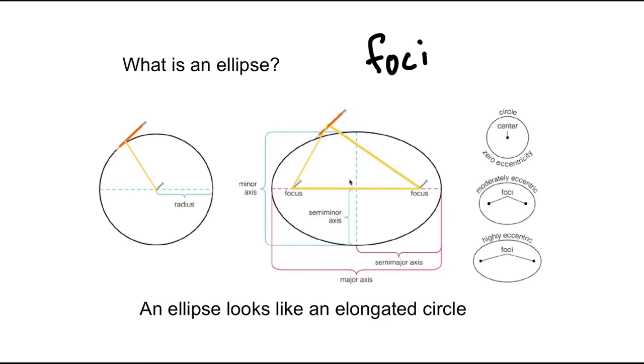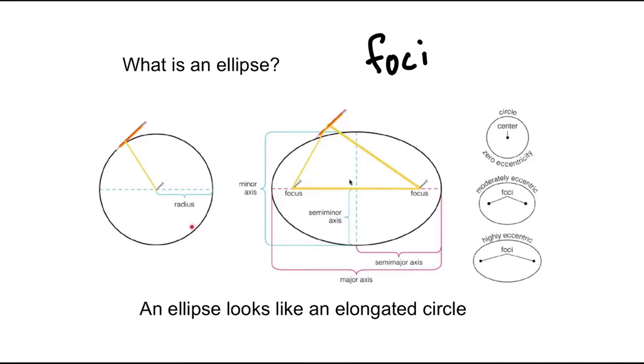Great. You can also define, depending on how long your string is and how close together your two nails are, different shapes of ellipses. We call the different shapes the different eccentricities or ellipticities. And so, in fact, a circle is a form of an ellipse, just like a square is a form of a rectangle.